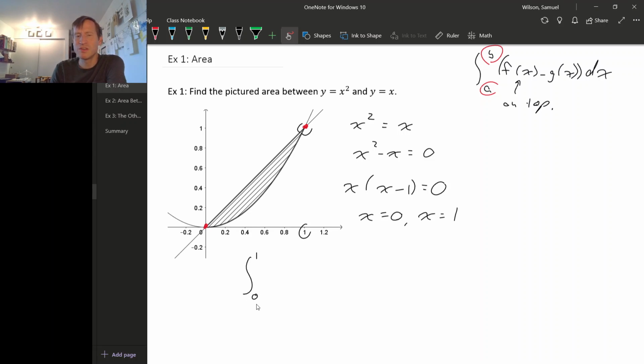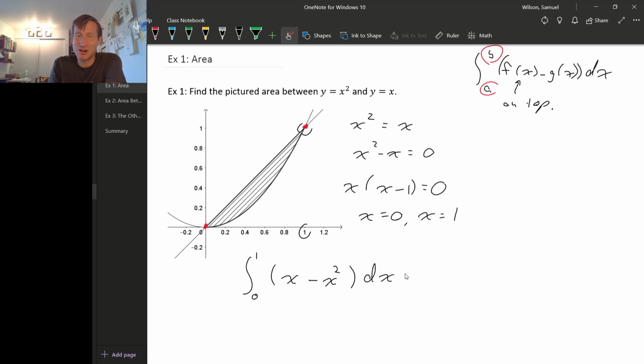And notice we're always going from the smaller x value to the bigger x value, because we want our area to come out positive, since it's an absolute area, not a signed area. So we have to integrate in the positive x direction. Okay, now let's finish writing out our area integral. It's the top function minus the bottom function. The top function is just a line, y equals x, and the bottom one is the parabola, x squared. And we're integrating dx.